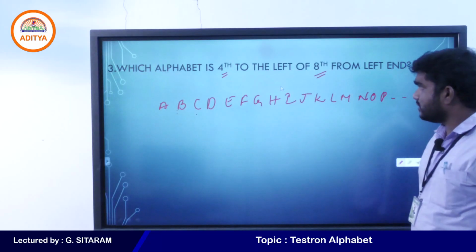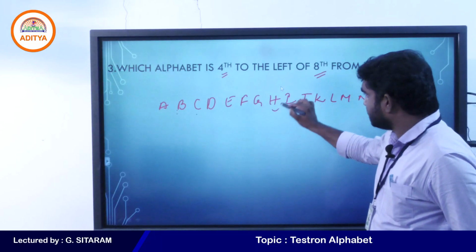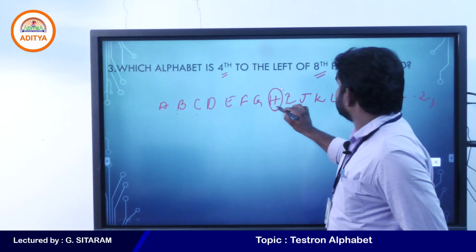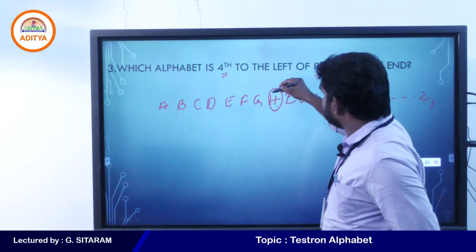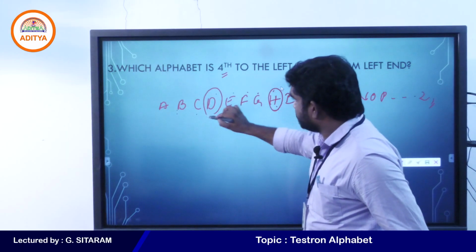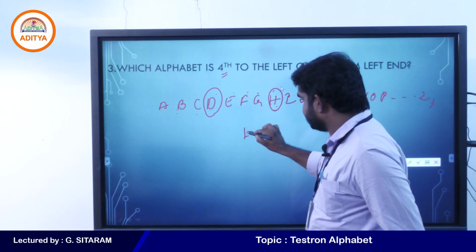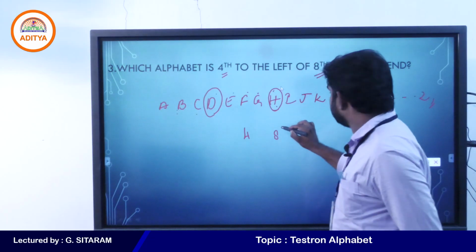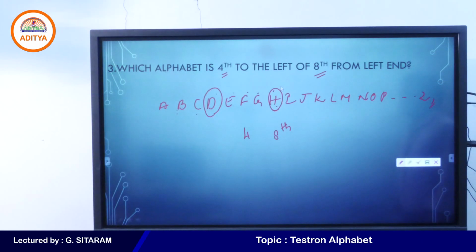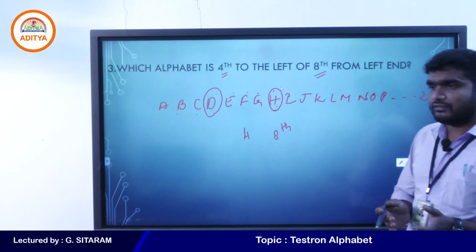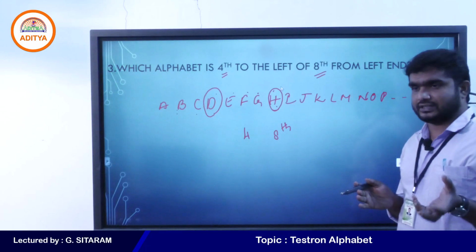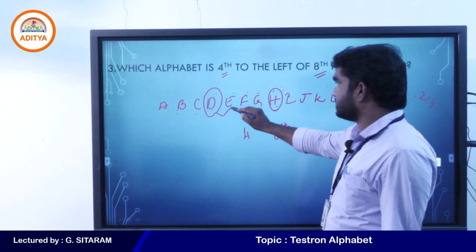For suppose the 8th letter from the left hand, that letter is H. Fourth to the left of that, then fourth letter from the left hand: 1, 2, 3, 4. Your required answer is D. You have to take the 8th from the left hand, then you have to take the fourth letter of that 8th letter. So your answer is D.